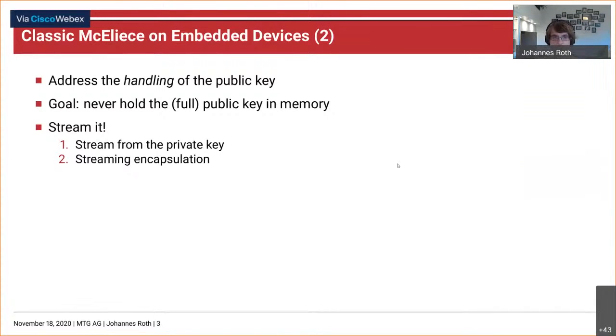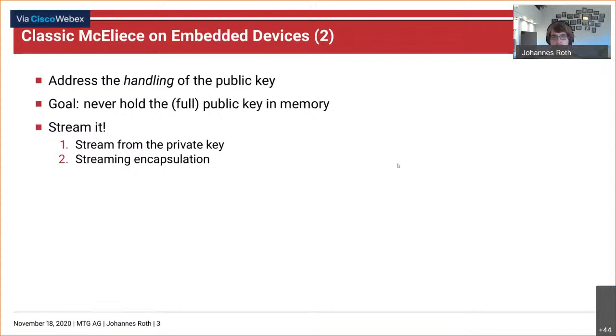What we wanted to do in our work was to address the handling of the public key. We did not try to invent a different crypto system. The goal was to never hold a full public key in memory at a time. Our solution was that we can stream the public key. What do we mean by streaming? Basically that we only ever process a small chunk of the public key at a time and not the full public key in a large buffer. And when we have processed this part, we can then remove it from memory again.